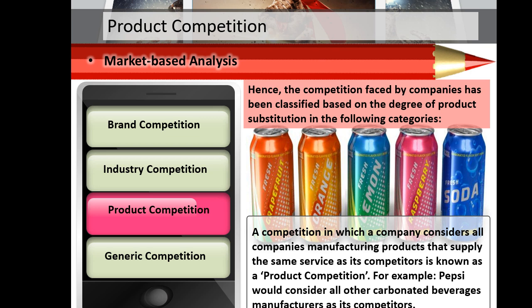A competition in which a company considers all companies manufacturing products that supply the same services as its competitors is known as product competition. For example, Pepsi will consider all other carbonated drink manufacturers as its competitors.